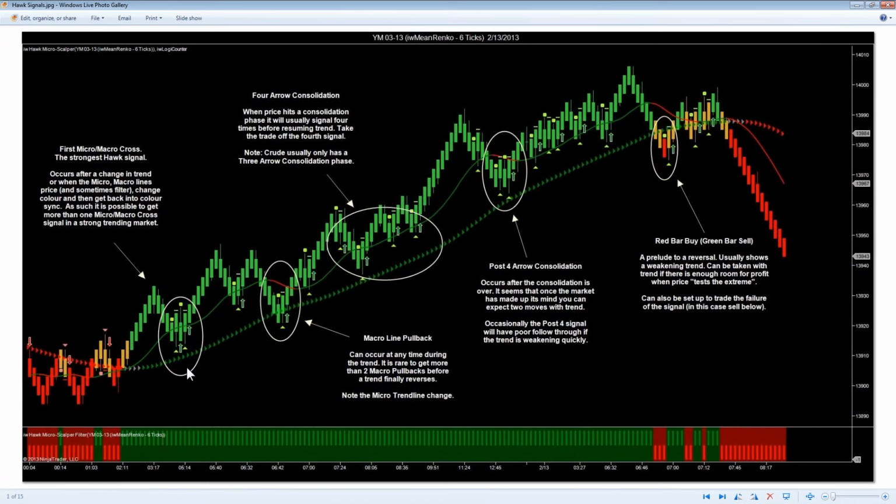Oh, and Russ, by the way, I've emailed you the Hawk and the Falcon cheat sheets, so you don't need to make notes on these.